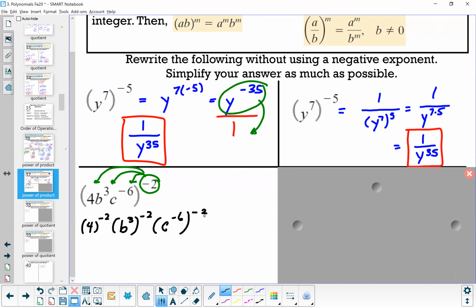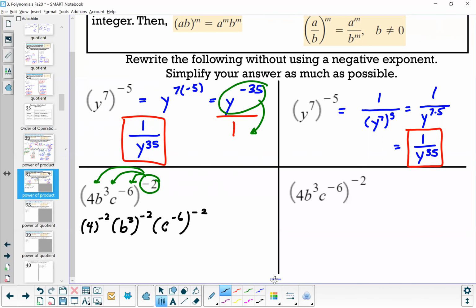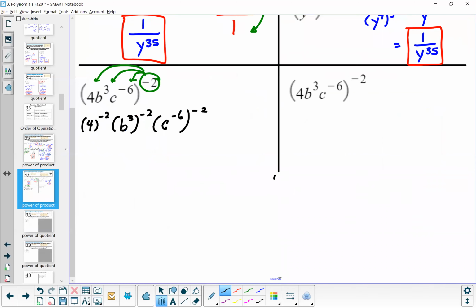So you want to remember to multiply these exponents to each of these factors, right? Remember, 4 is being taken to the first power. So that's 4 to the 1 times -2, 4 to the -2. b to the 3 times -2, b to the -6. c to the -6 times -2, so that's +12.